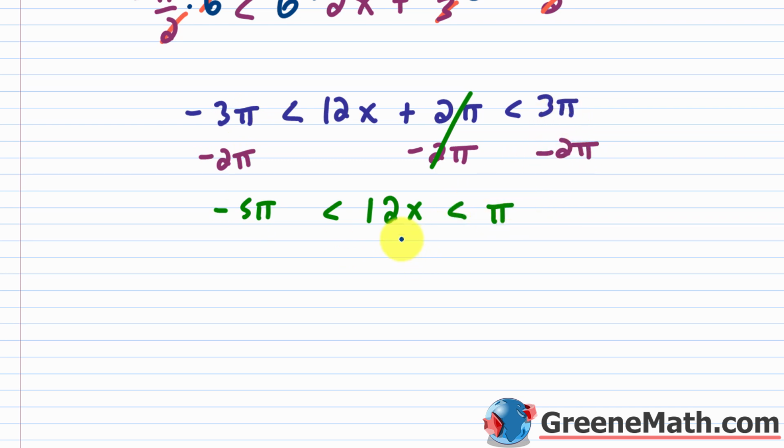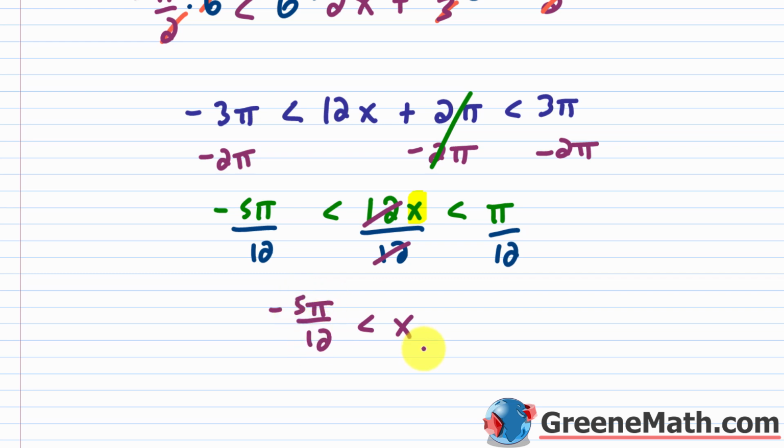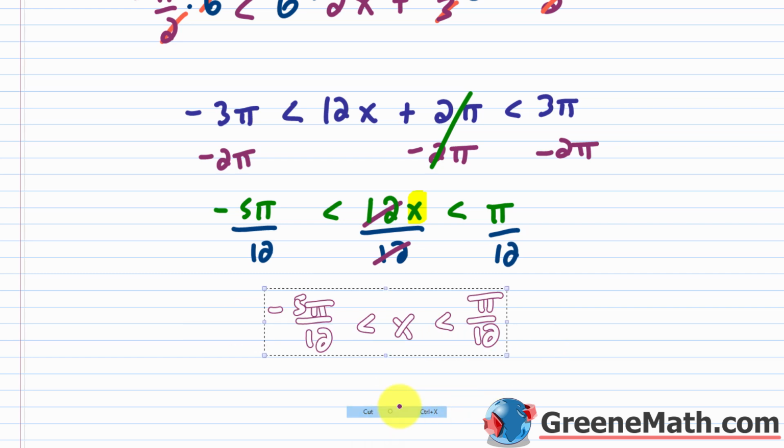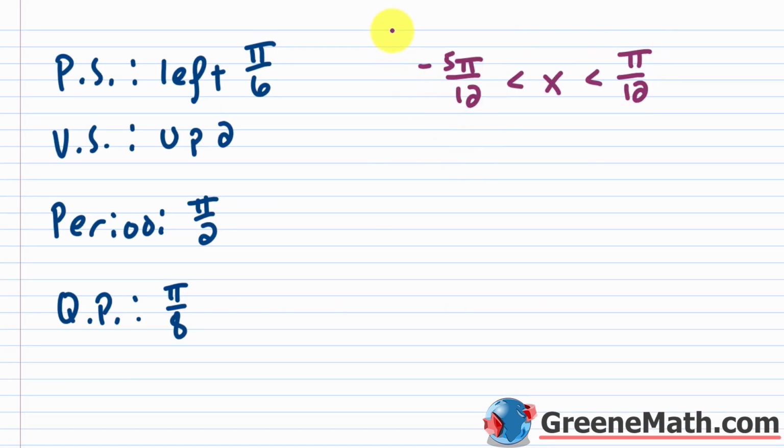So all we need to do here is divide each part by 12 so that we can isolate x in the middle. So this right here. And so we'll see that this would cancel with this, and you get x is greater than negative 5 pi over 12 and less than pi over 12. So let's grab this and come down here and paste this in.